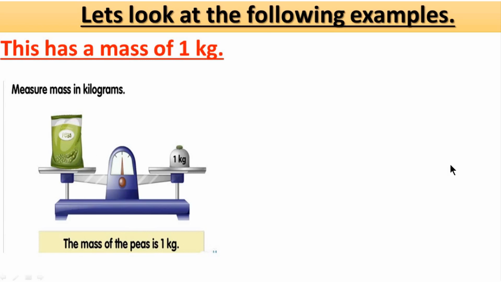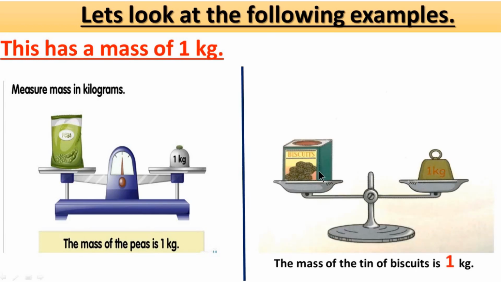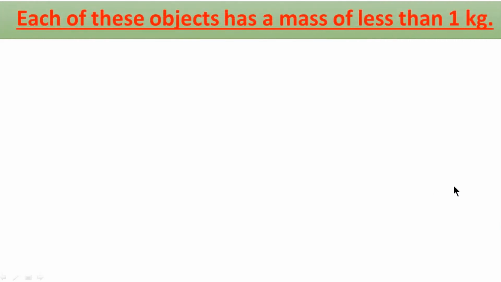Let me show you one more example. See, this is a tin of biscuits. And what is the weight here? Yes, it's 1 kg and the level is equal. So we can say the mass of the tin of biscuits is how much? 1 kg.